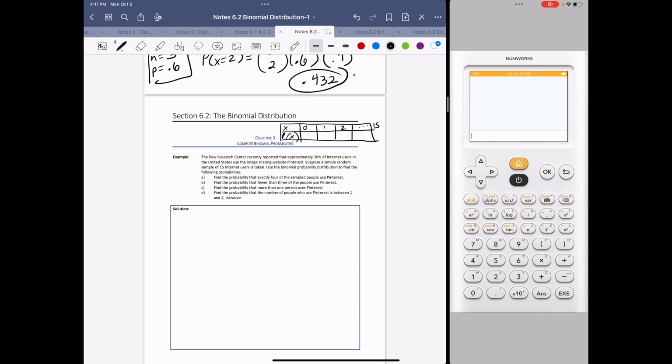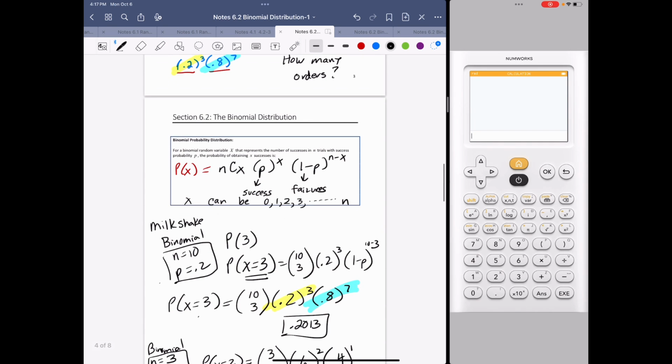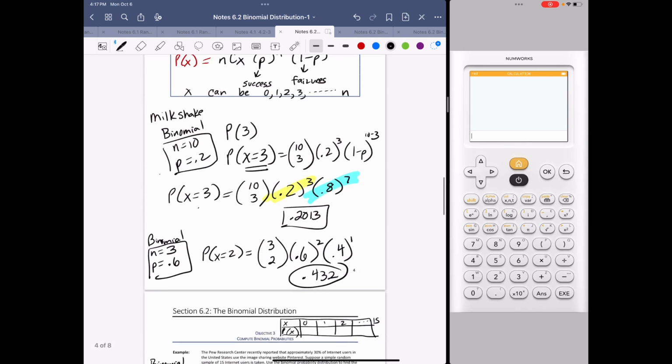But now let's look at this problem. This is binomial. If you check your BINS, everything checks out. And n is 15, and the probability of success is 0.3. Success in this problem would be my person uses Pinterest. Now, I want you to look at letter A. I want the probability that exactly 4 of the sampled people use Pinterest. So using this formula, I want the probability that X equals 4.